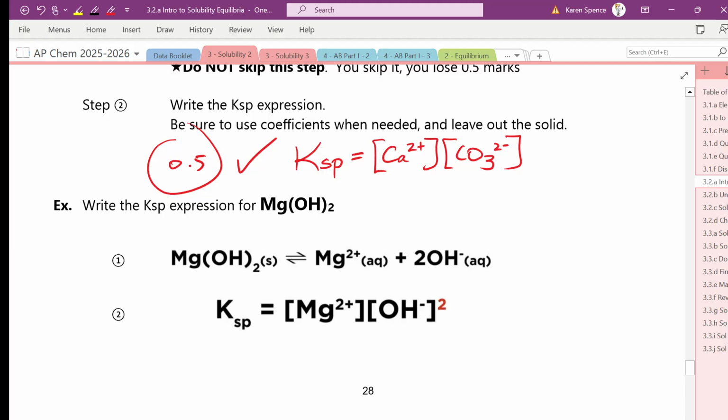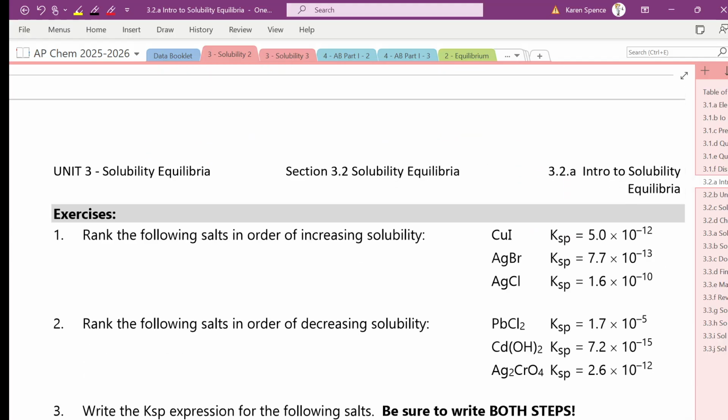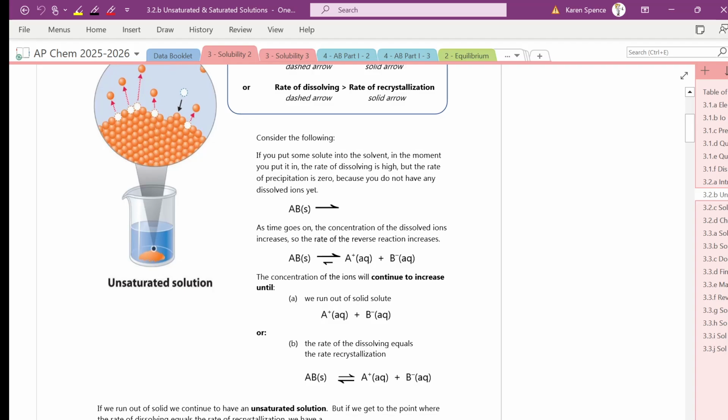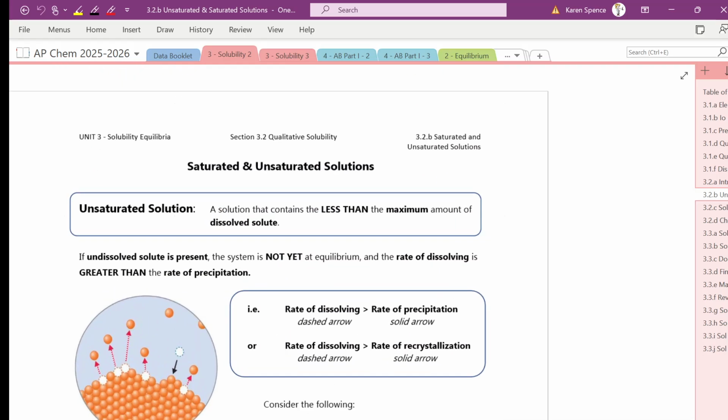Okay, so if you were asked to write the KSP expression for Mg(OH)2, you should show this for 0.5, and you should show this for 0.5. Yes. Okay, there's some questions. We'll leave those for later. We're going to move now to page 30.